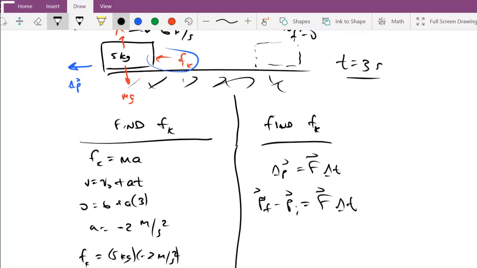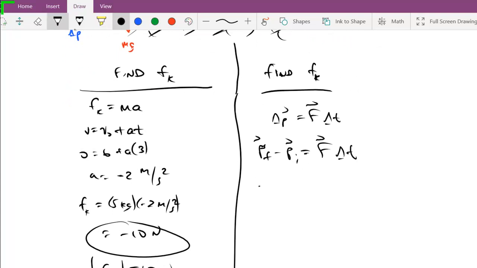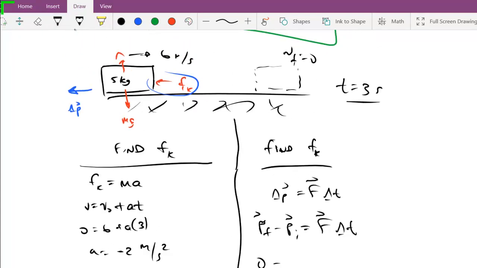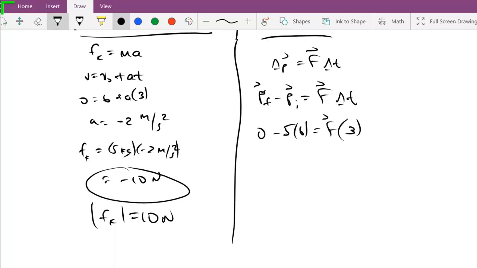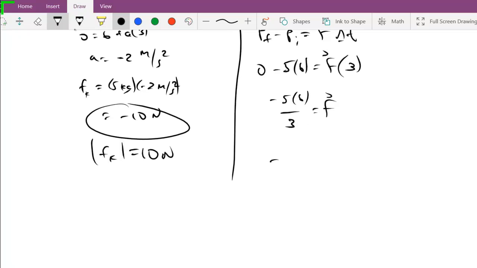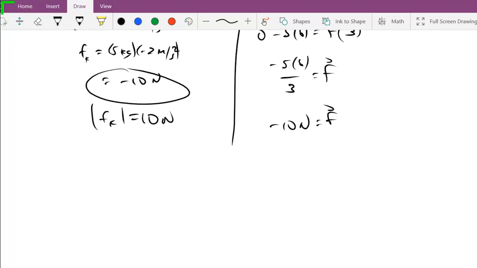So the final momentum is 0 since it comes to rest. So 0 minus my initial momentum, which is just mass times velocity. So we have here minus 5 times 6 is equal to the force applied over a time interval of 3 seconds. So solving for force, we have negative 5 times 6 divided by 3 is equal to our force. And so negative 10 newtons is equal to the force. Or the magnitude of this frictional force is equal to 10 newtons.